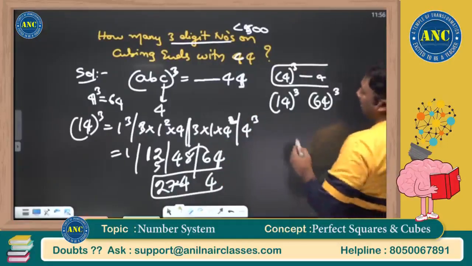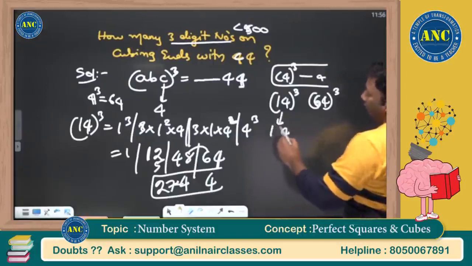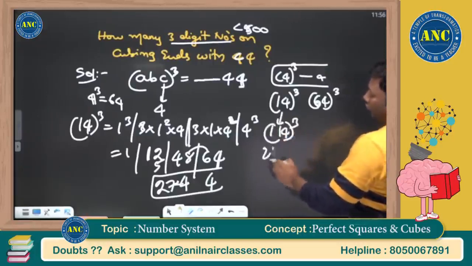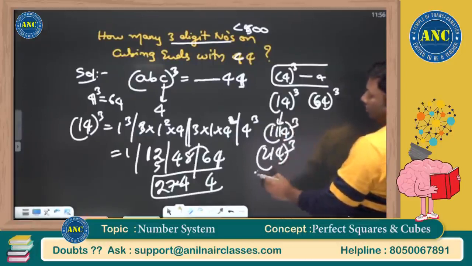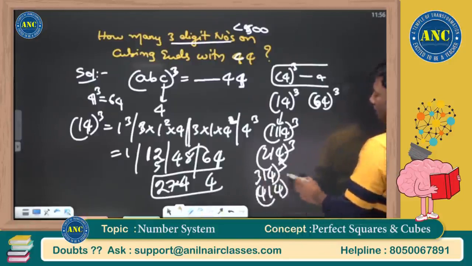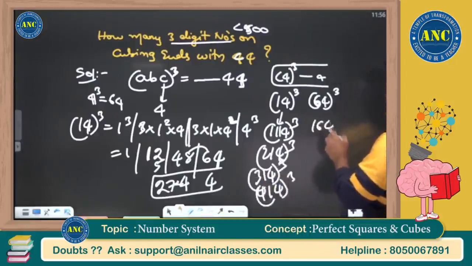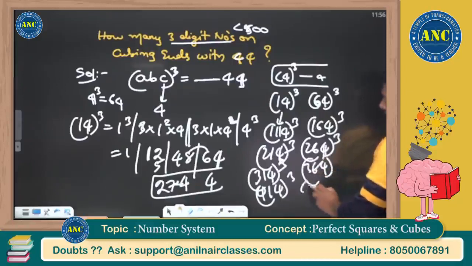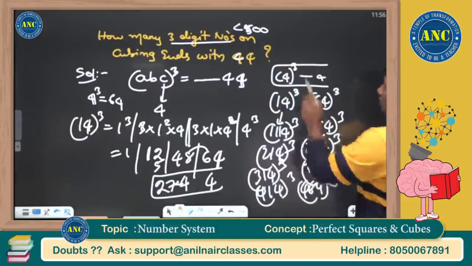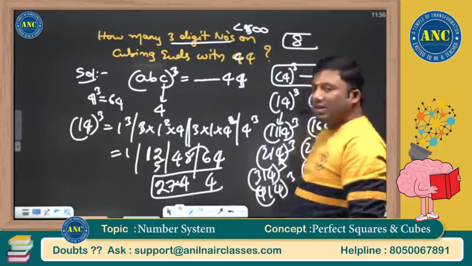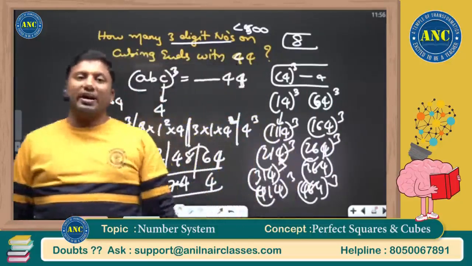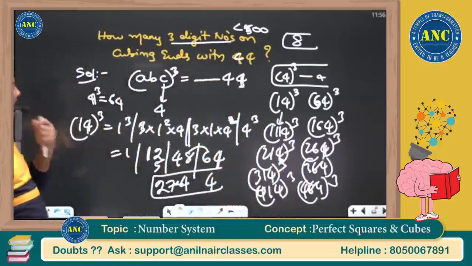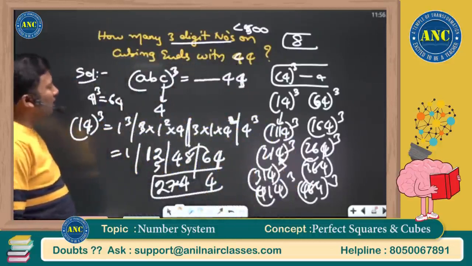I want a three-digit number less than 500. 114 cube possible, 214 cube possible, 314 cube possible, 414 cube possible. Then 164 cube possible, 264 possible, 364 possible, 464 possible. 4 plus 4. Totally how many numbers are there less than 500 which on cubing end with 44? Answer is 8.